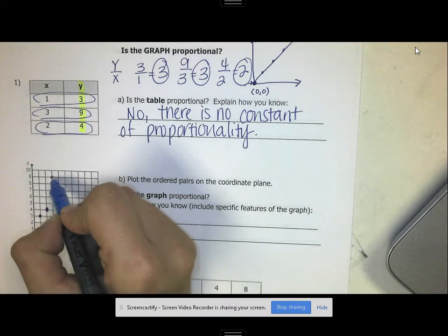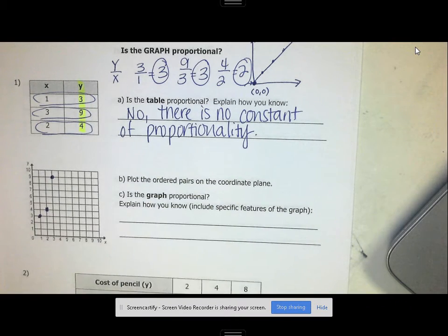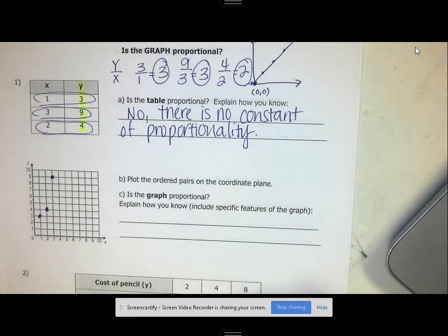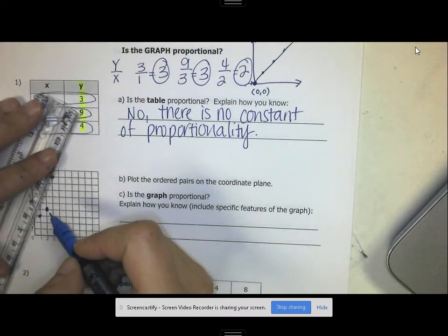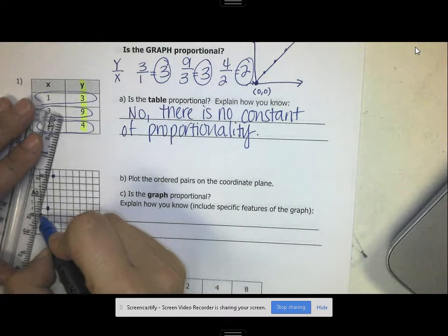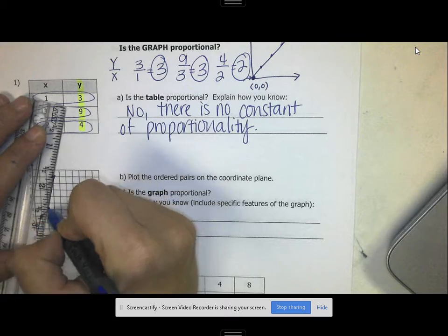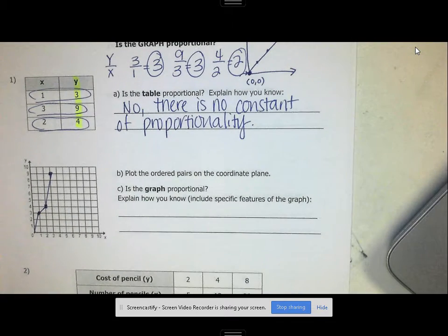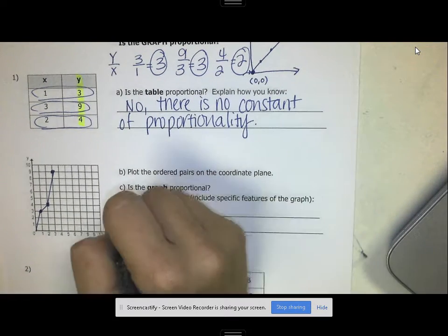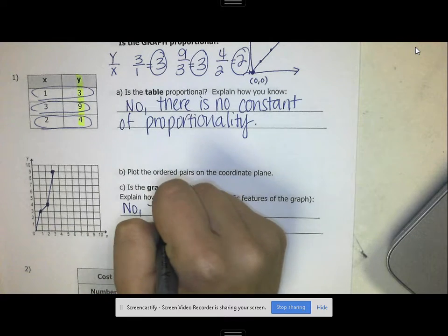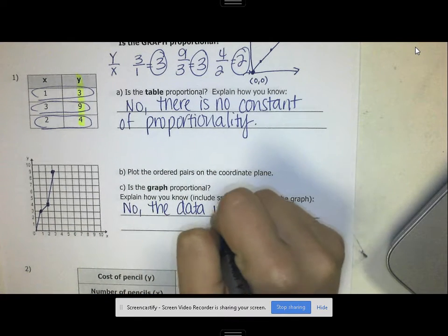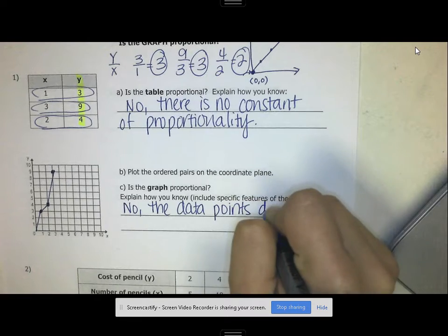Now, just looking at this graph, I could have told you that this was not proportional either. Because if I were to make a line through the origin, it would not be a straight line. The line would go like this. These points do not fall in a straight line. So is this graph proportional? No. The data points do not fall in a straight line.